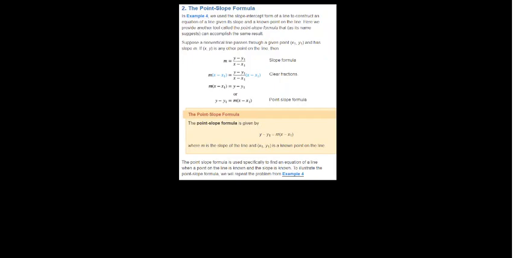The point slope formula is given by y minus y1 is equal to m times x minus x1, where m is the slope of a line and (x1, y1) is a known point on the line. Unfortunately, this is another equation that you have to memorize. So far, we've got the slope formula, the slope-intercept formula, and now the point slope formula. These have to be memorized.